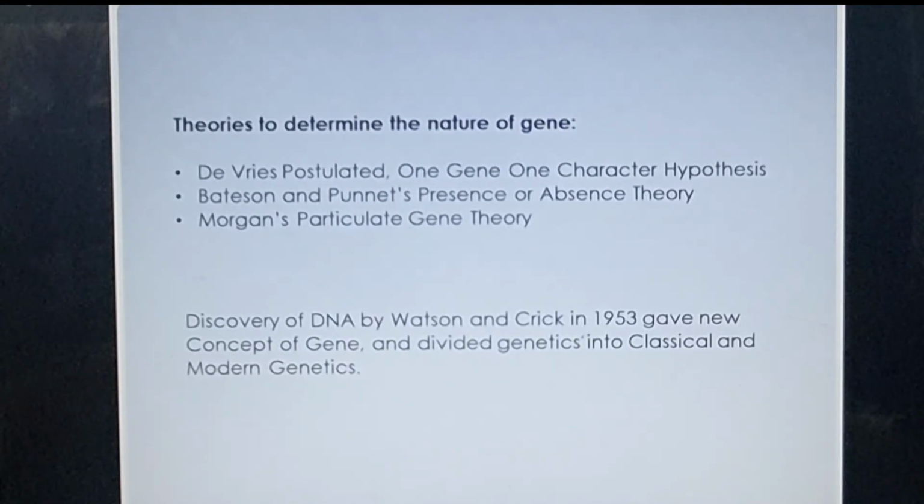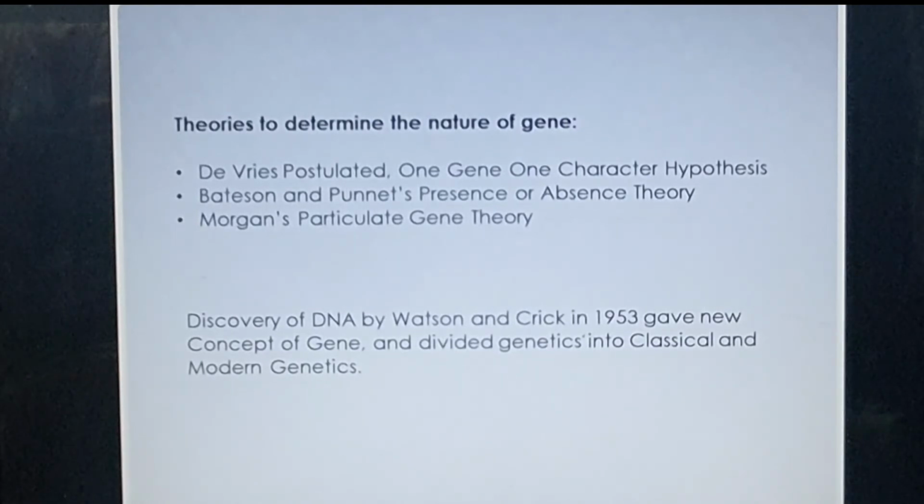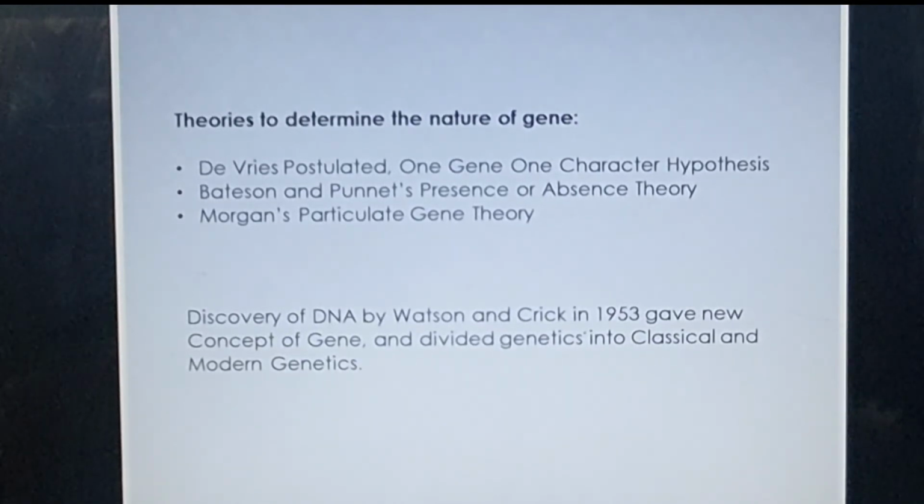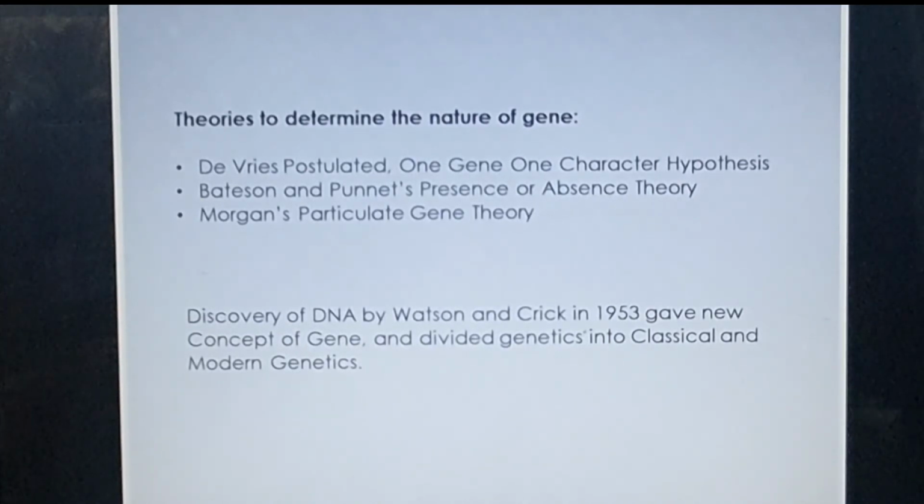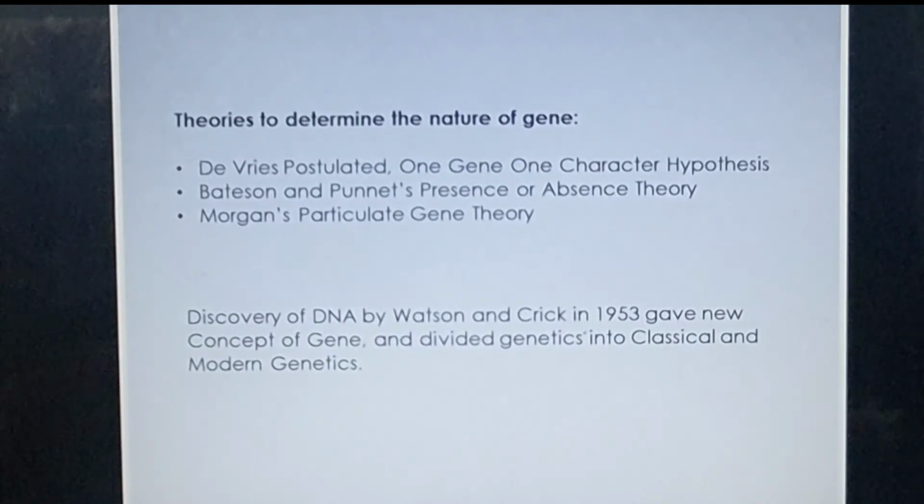This was Morgan's particulate gene theory. It was postulated in the year 1926. He considered genes as beads, like the stones of a rosary. He suggested that genes are beads arranged in a linear order on the chromosome, and each bead was supposed to be different from all the others. This was the theory of Morgan, named the particulate gene theory. It was widely accepted and supported by many scientists and cytological observations.